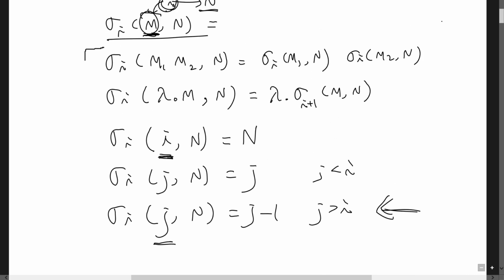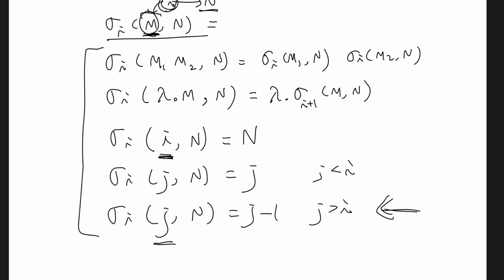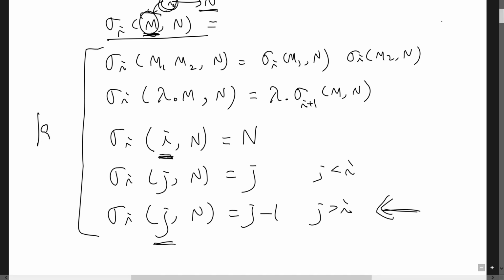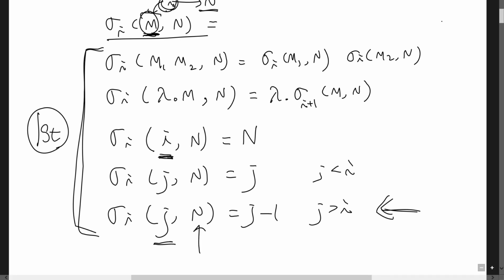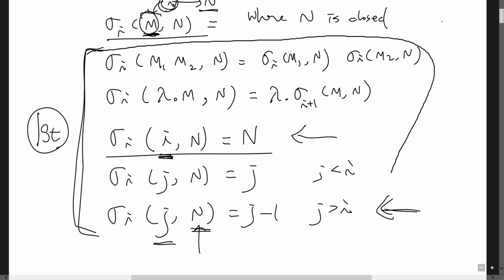So this completes the definition of the substitution function on the Brown expressions. So this is our first attempt. So this equation works fine. Normally it works fine, but if the expression n happens to contain free variables, then this equation fails. But if this expression n is closed, then this definition works fine.